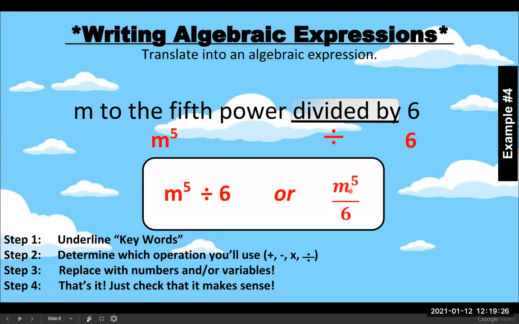So let's just move on. I know it's just going to become practice. So you can write it like this, or you can also write it with a bar. Division is the same thing as a fraction. So think about fractions the same thing as division, and vice versa. So you can write it either way.